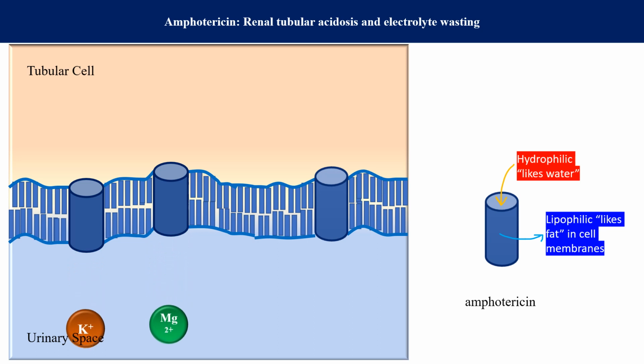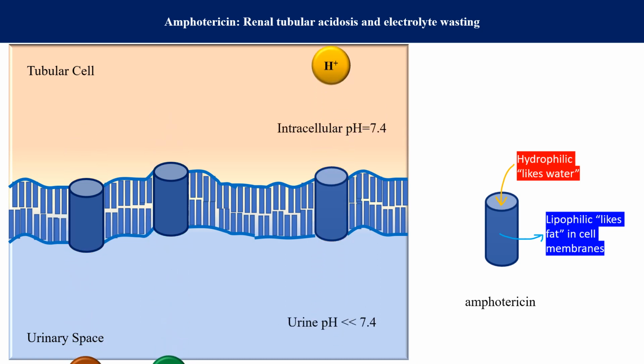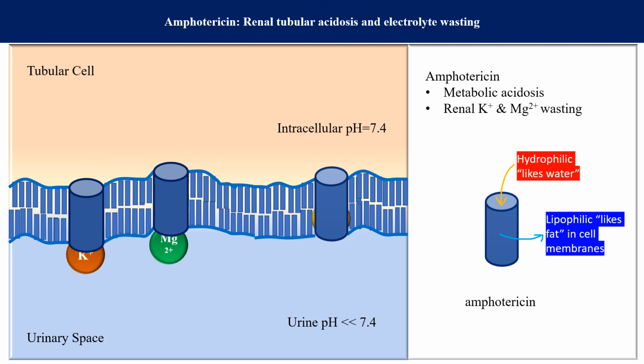Intracellular concentrations of potassium and magnesium are much higher than those in the urine, thus favoring potassium and magnesium leakage and wasting into the urine. Since the hydrogen concentration is greater in the lumen compared to that inside the cell, reflected by a much lower urine pH compared to that of plasma, hydrogen will leak from the lumen back into the cell in circulation. This hydrogen backleak results in metabolic acidosis. Amphotericin can therefore cause severe metabolic acidosis and electrolyte wasting.